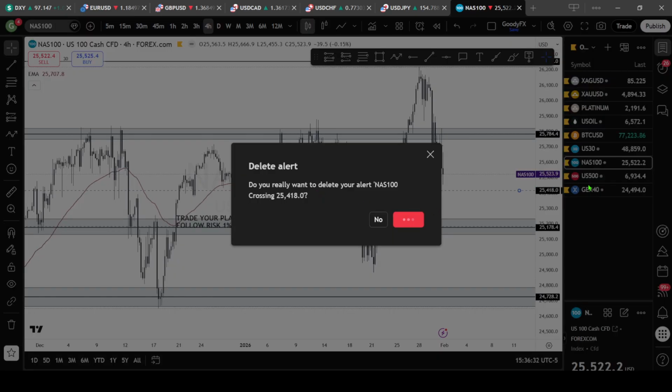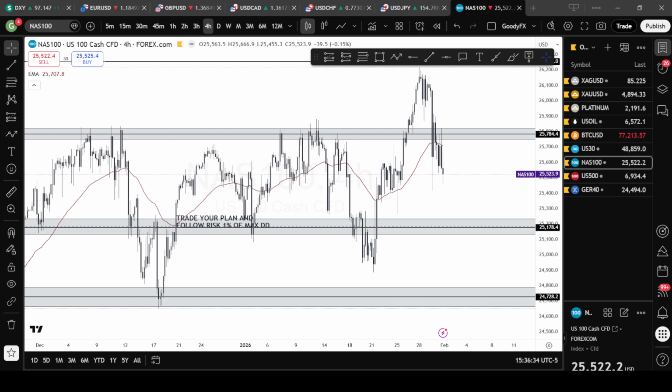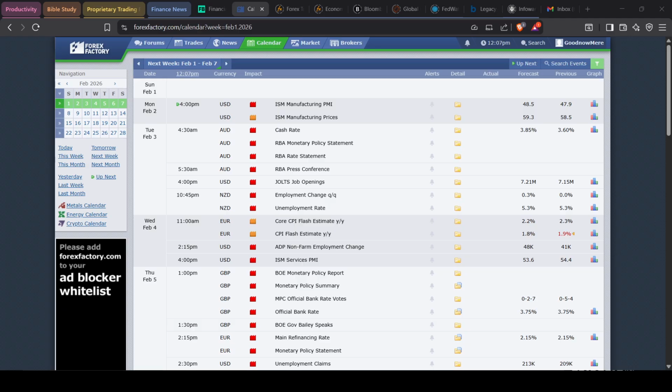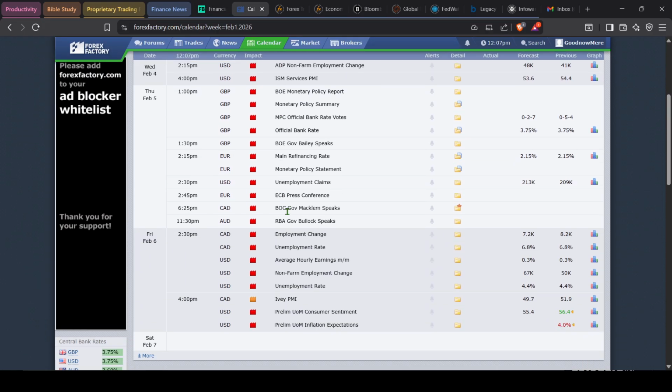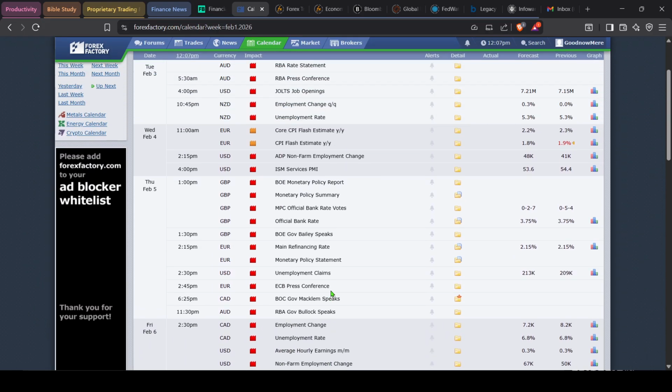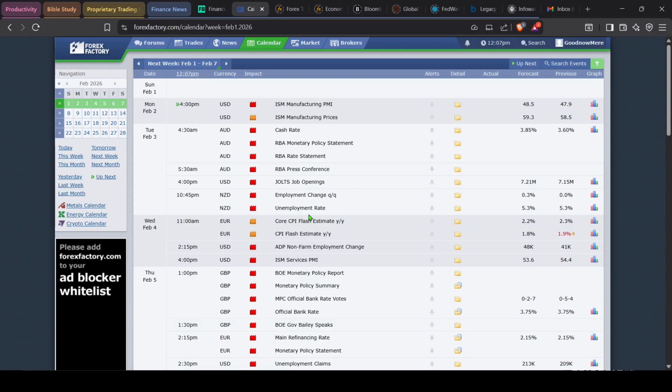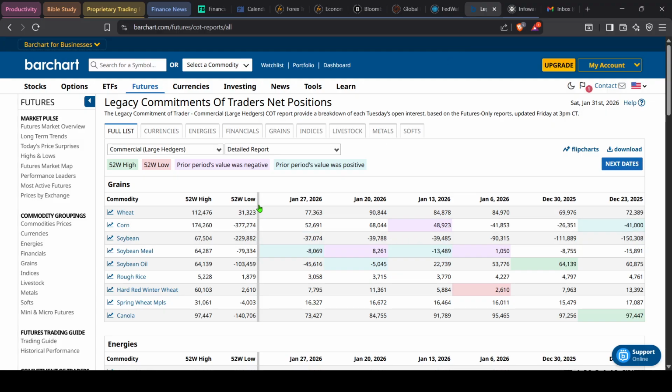Let's look at what the COT report is saying for this week, and the fundamentals that we have this week. On Monday, we have ISM PMI. We have all this news taking place. We have NFP on Friday. So yeah, this week we have a lot of red folder news.